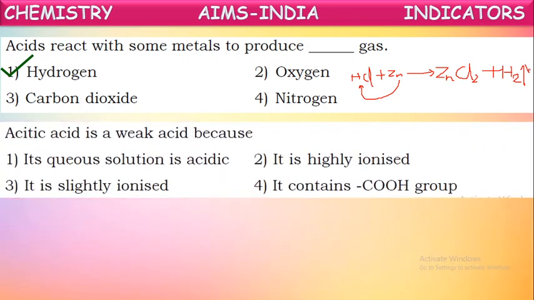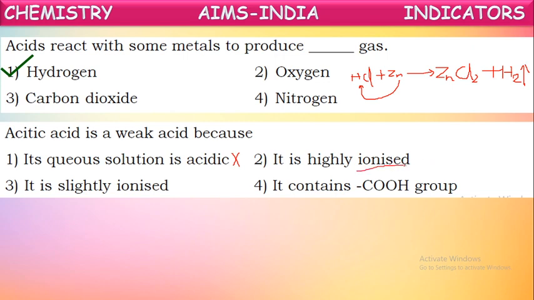Next one. Acetic acid is a weak acid because, yes, we know acetic acid, which is present in vinegar, is a weak acid. Why do we call this acid a weak acid? What is the reason for calling this weak? See the options. Its aqueous solution is acidic. Of course, it forms an acidic solution, but it is not the correct reason for calling it a weak acid.